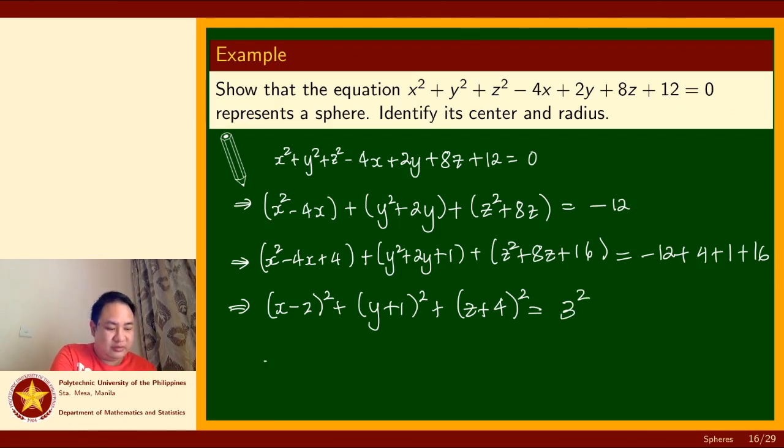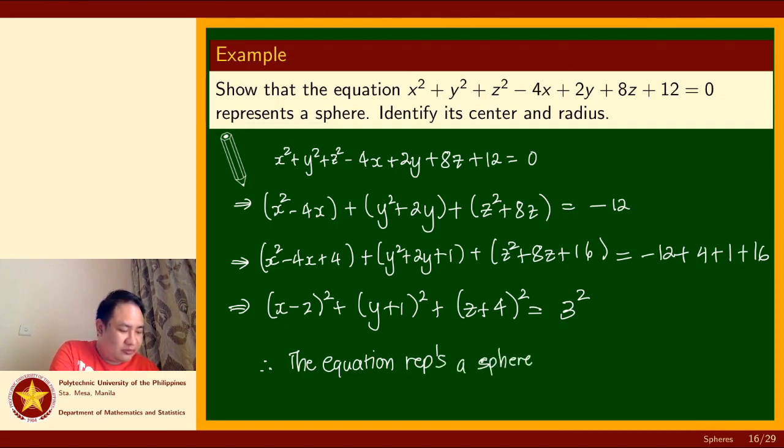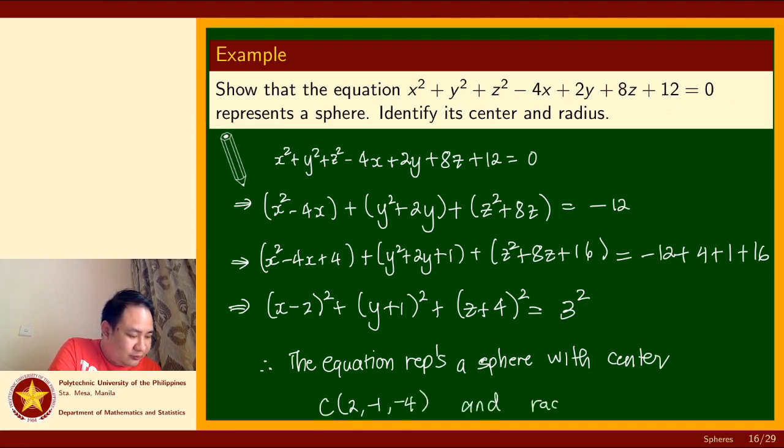Therefore, the equation represents a sphere with center, what is the center? The center is 2, negative 1, negative 4, and the radius r is 3.